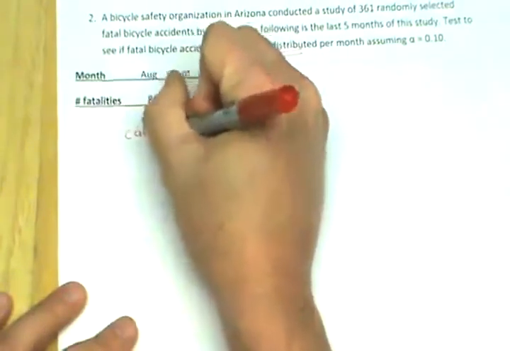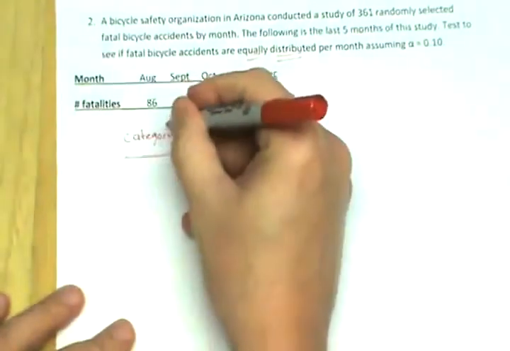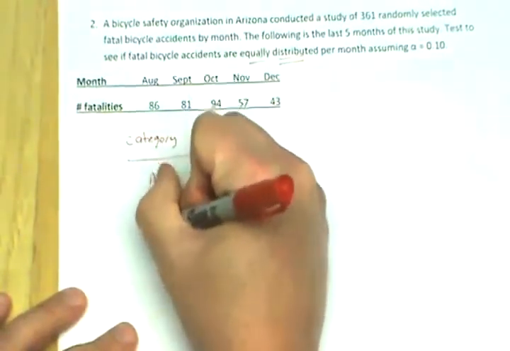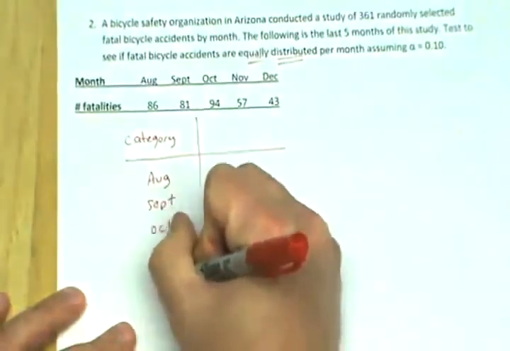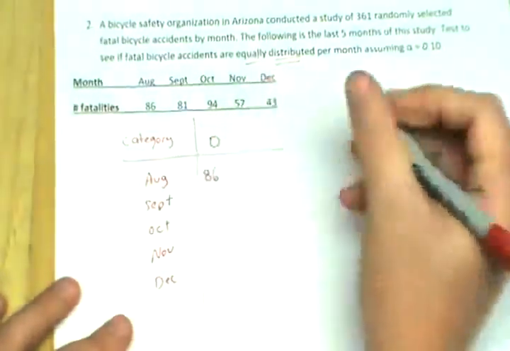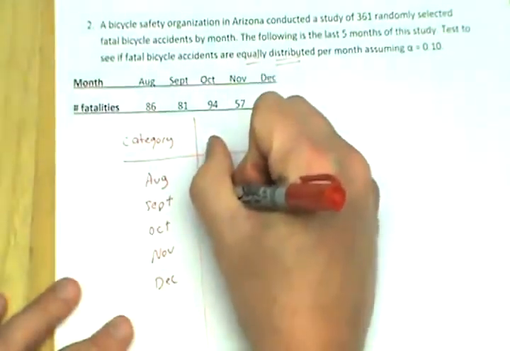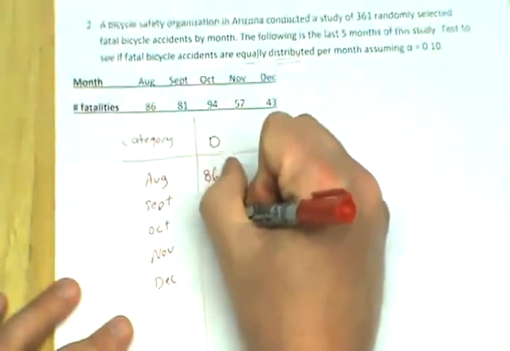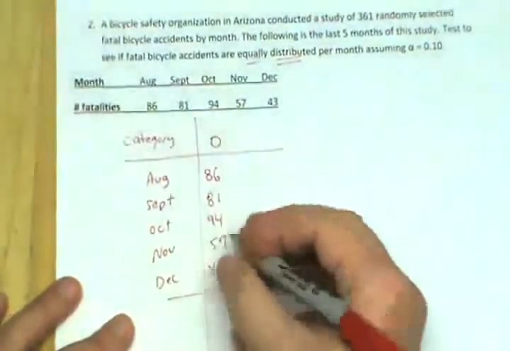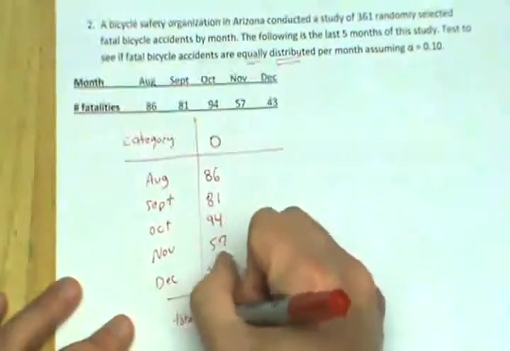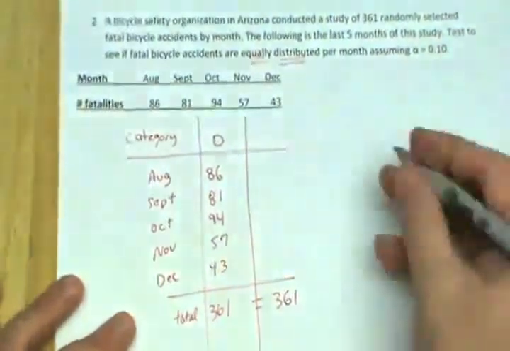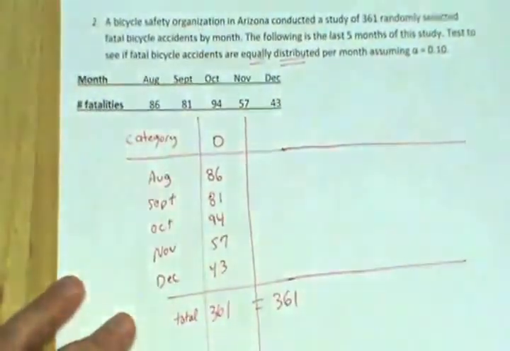So the first is the category column. In this case, we could label this fatal bike accidents if we want. We're going by month: August, September, October, November, and December. The observed is what we found. We found 86 fatal bike accidents in August, 81 in September, 94 in October, 57 in November, and 43 in December. That should total, if we add all of these up, 361. We better get our expecteds to total 361 also. That was hint number 1. The totals have to match.